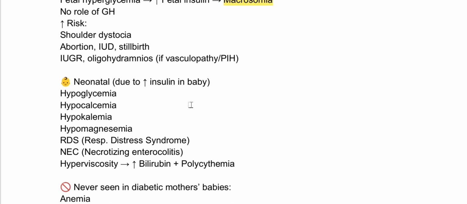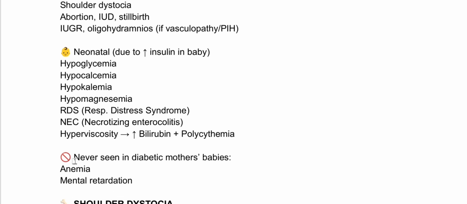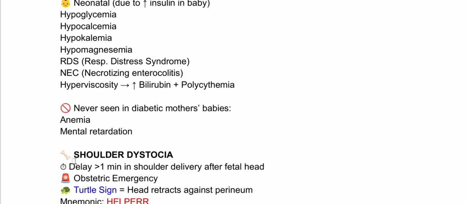Now neonatal. Due to the increase in insulin in the baby, it will ultimately cause neonatal complications. First is the 4 hypo: hypoglycemia, hypokalemia, hypocalcemia, and hypomagnesemia. Then respiratory distress syndrome, necrotizing enterocolitis, and hyperviscosity, which will increase bilirubin along with polycythemia. Anemia and mental retardation are never seen in babies of diabetic mothers.